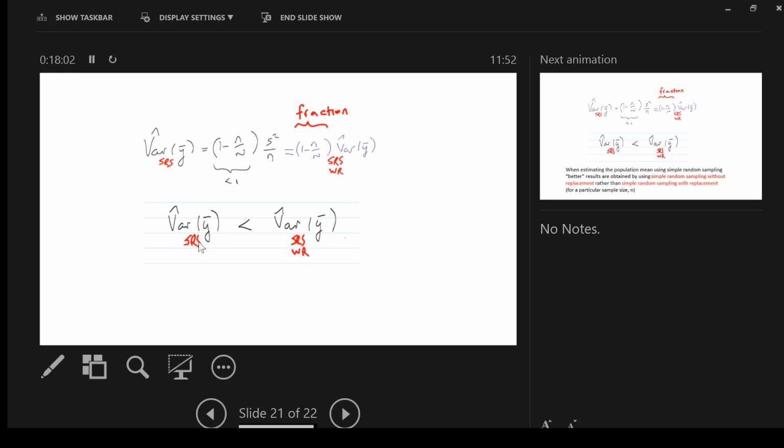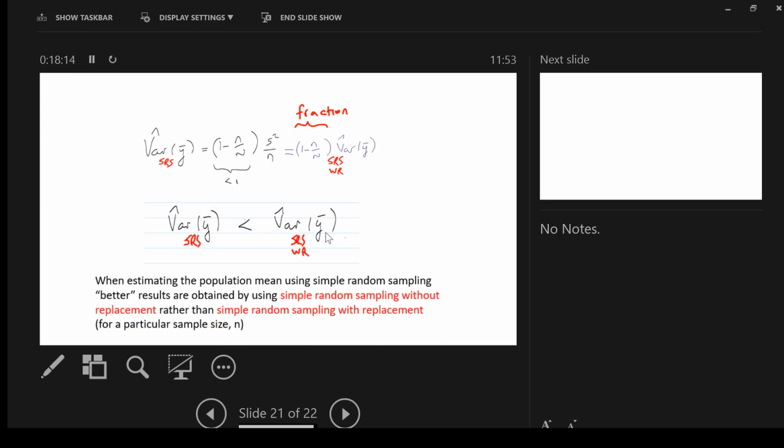But that's obvious. Without replacement is when you can't sample the same person twice. Smaller variance, better result. You would expect to get a better result. So that's obvious. It's more efficient. It's much better. So when you want to estimate the population mean using simple random sampling, it is always going to give you better results if you do it without replacement than with replacement, for the same sample size.